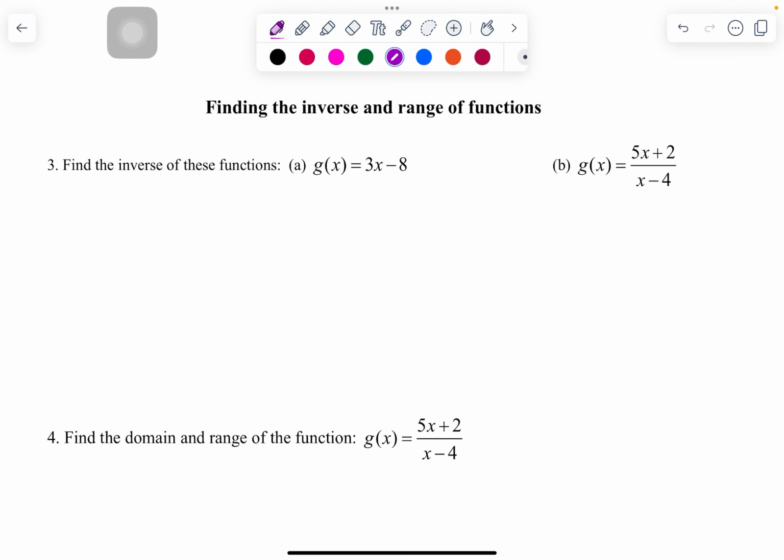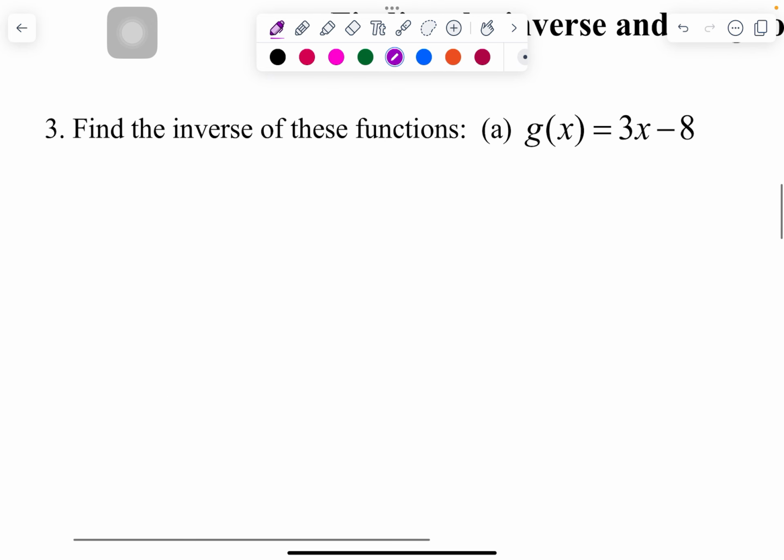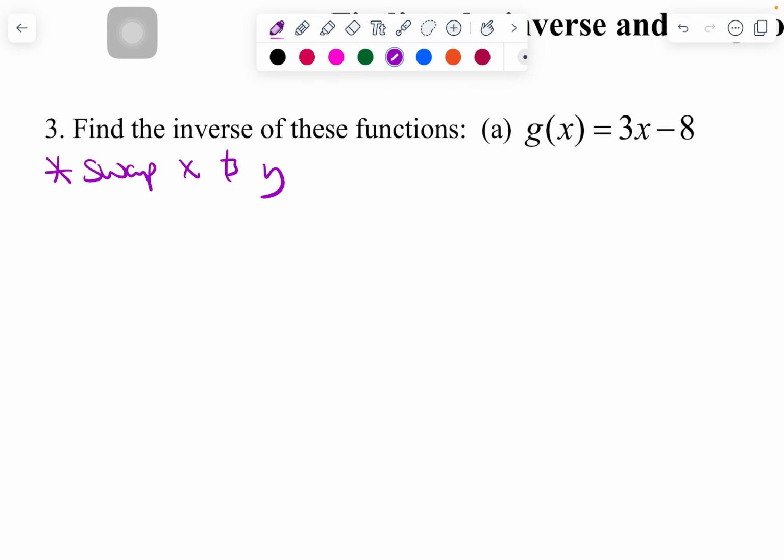Let me zoom in here. We're looking for an inverse. So remember, you're going to do it in 2 steps. Swap X and Y. There's my goofy little and sign. They get worse and worse every day. And then once you've swapped them, we're going to solve the equation for Y.